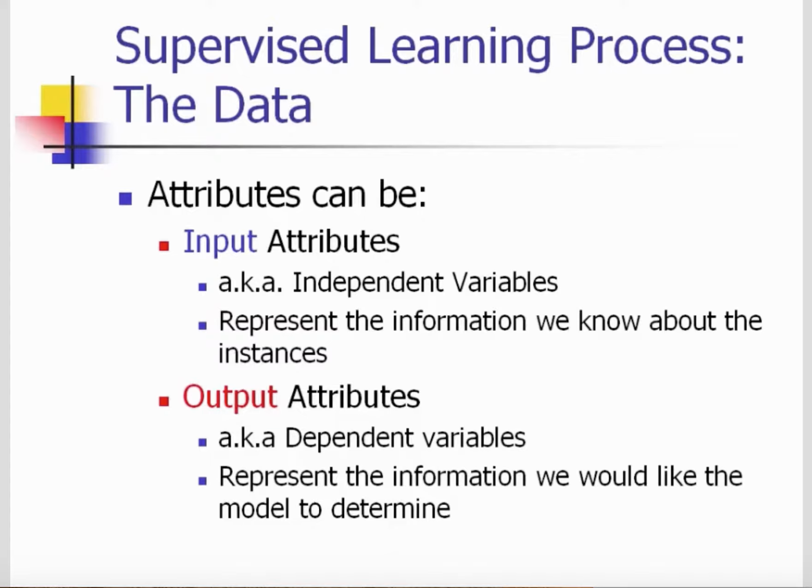Attributes can be input attributes. Those are also known as independent variables. These attributes represent the information we know about the instances. The output attributes, also known as dependent variables, represent the information that we would like our model to determine.